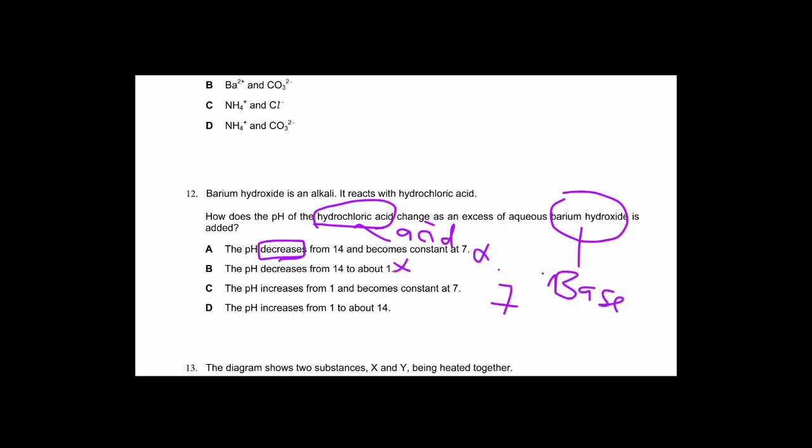The pH increases from 1. We understand the pH of hydrochloric acid is 1 because it is a strong what? It's a strong acid. So we are saying the pH increases from 1 and becomes constant at 7. This is an excellent answer. The pH increases from 1 to about 14? This is not the answer, reason being that when that happens, we are going to have an alkaline instead of having a salt being formed.